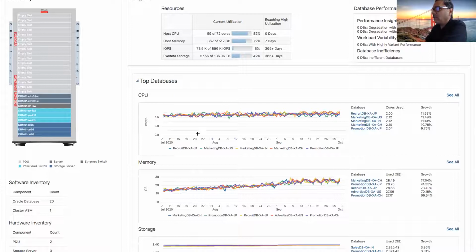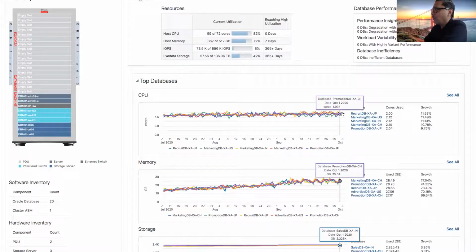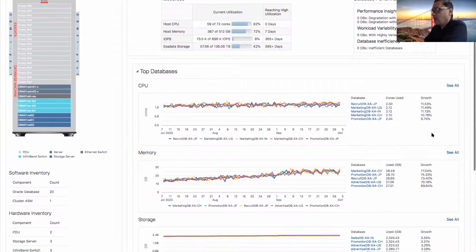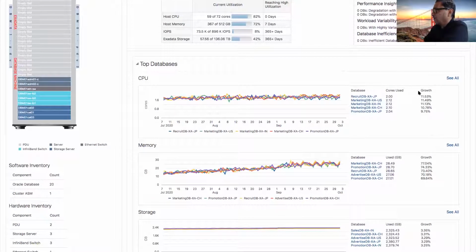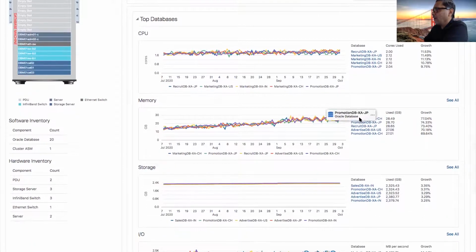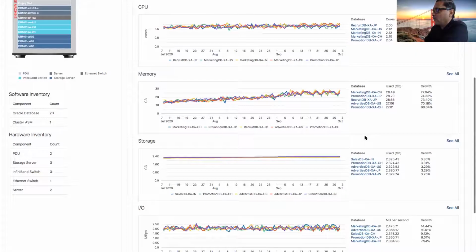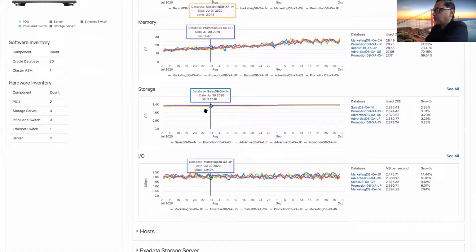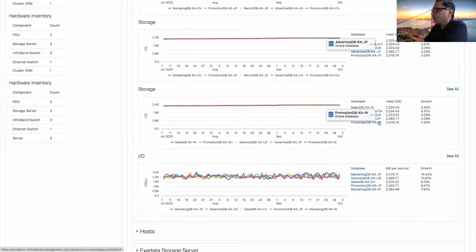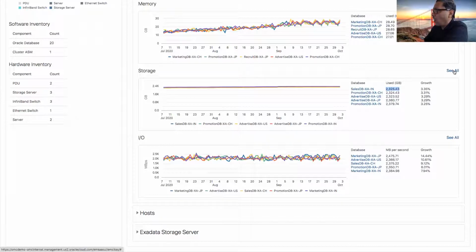But let's see which databases are contributing to the resource utilization of this compute node CPU. First, these are the 5 databases with the growth rates. Memory is not an issue, we know that, but these are the 5 databases contributing to the memory growth. Storage is also not an issue here, but I get which DBs are contributing to the growth rate of the space usage and what that usage is. And of course, if you click see all, you go into more details of that.